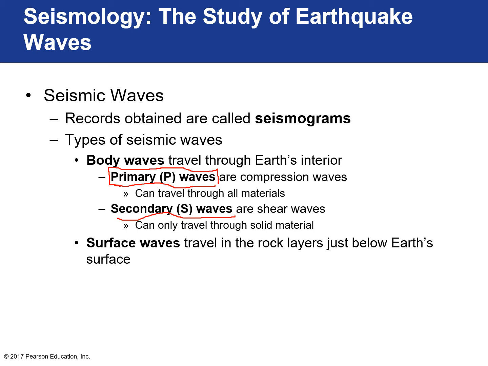Okay, secondary waves are a type of body wave. They're shear waves, okay, and they can only travel through solid material. If a secondary wave is moving through the crust and encounters liquid, it cannot move through that medium. Okay. Then the second type of waves are called surface waves, and these are the slowest velocity waves, and they arrive at the seismic station last. But these are the strongest seismic waves in terms of ground motion. So this is what causes most of the damage that we see after earthquakes.